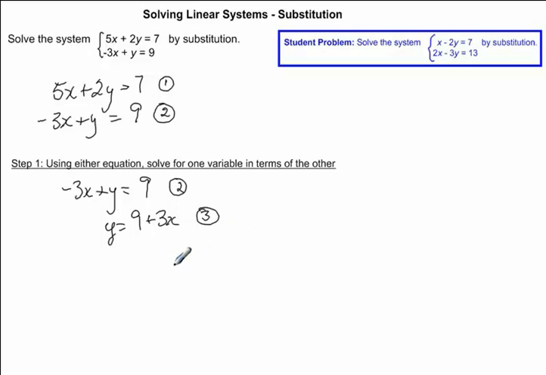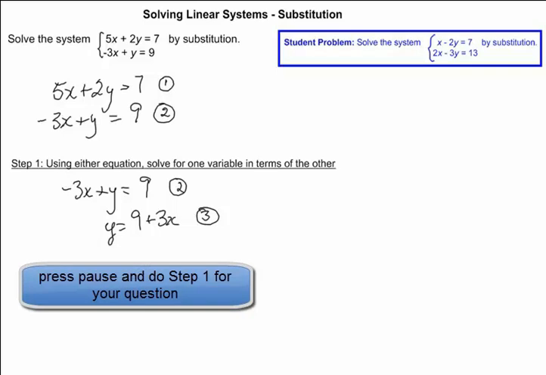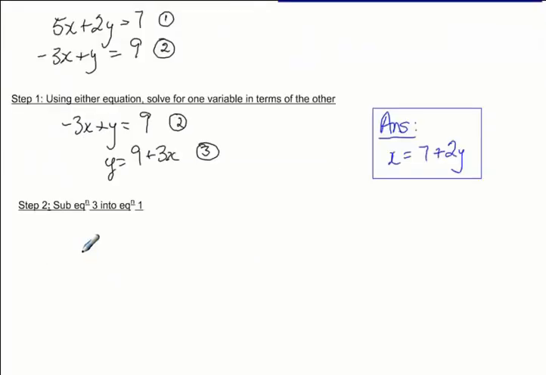Generally, we look at these two given equations and see which one doesn't have a coefficient in front of a variable. When it doesn't have a coefficient, we know we can rearrange it in one simple step for that particular variable. I'd like you to try step 1 for your problem. The answer for your problem is shown in the blue box.